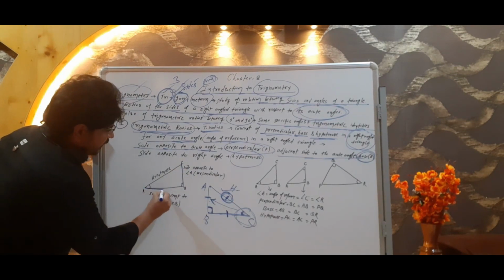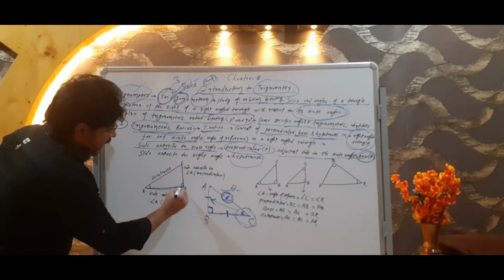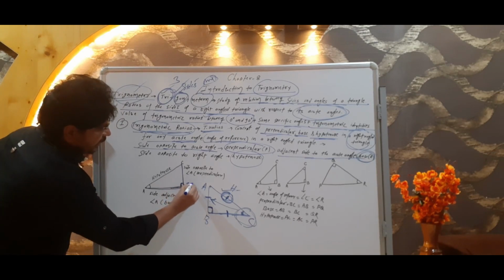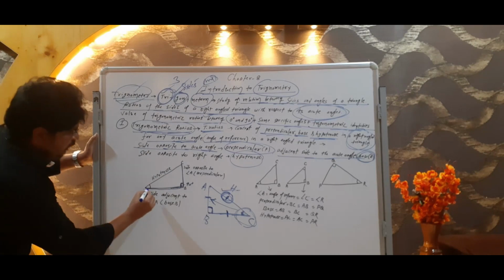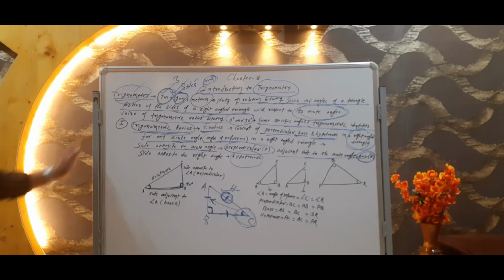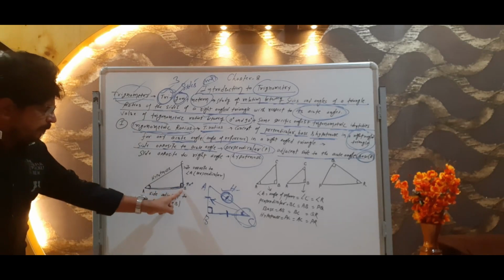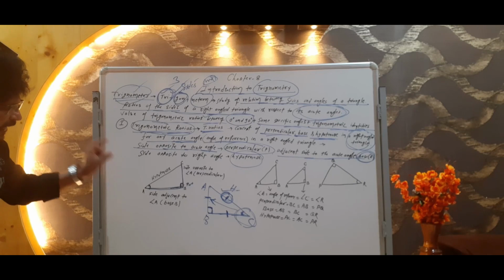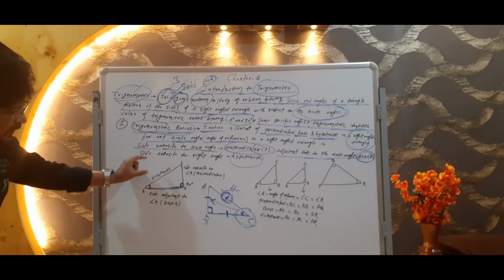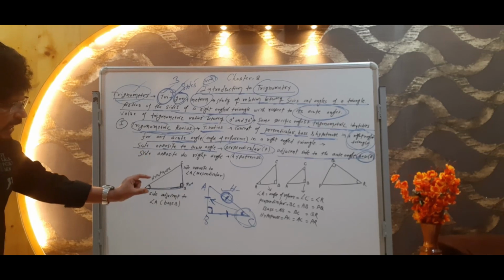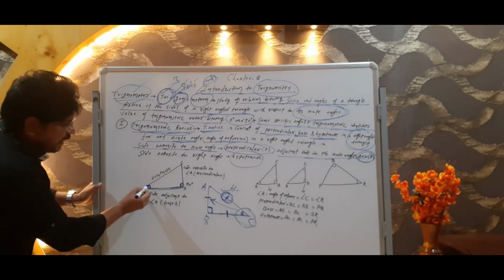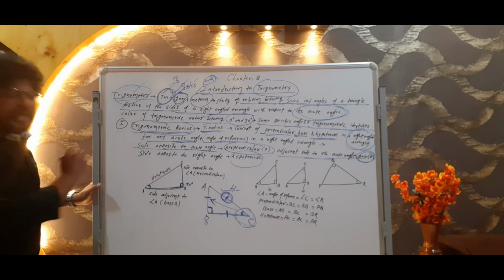One right angle triangle is here. Okay, and it is right angle at B. It means this angle is 90 degrees. And it is acute at point A. Right angle at B, acute at A. Now we will find out the hypotenuse, base as well as perpendicular with respect to the acute angle which is at point A.